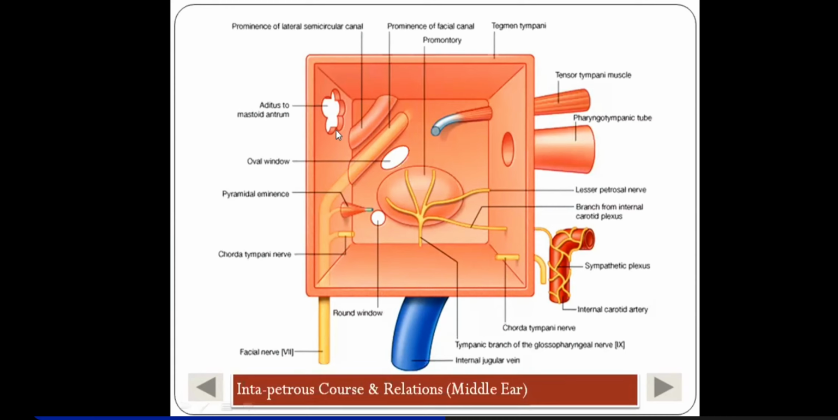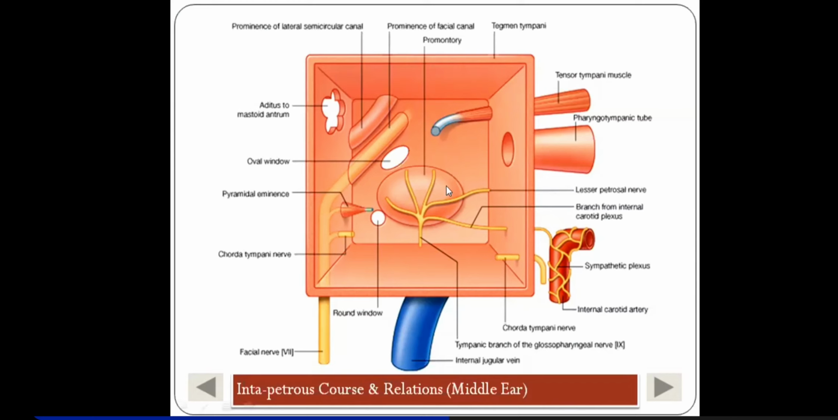Posterior, you can see above you have this communication to the mastoid, and that's called the aditus to the mastoid antrum. And the posterior wall also is related to the facial canal, right? And the superior wall, the roof of the middle ear cavity, is formed by the tegmen tympani. Tegmen tympani you can see in the middle cranial fossa as the anterior wall of the petrous temporal bone.